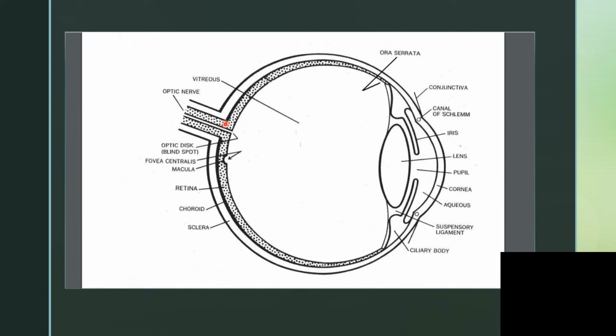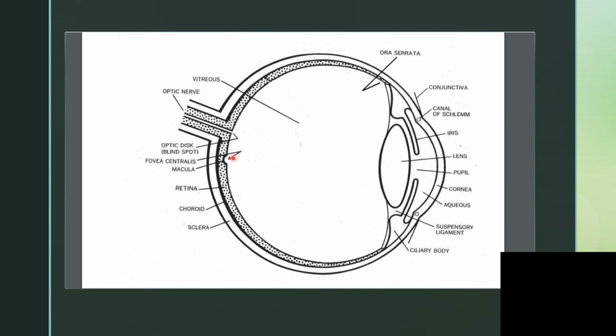And then we have the optic disc, which is located here. It is called a blind spot, and that's because there's no photoreceptors, and therefore no image can be detected. It's the head of the optic nerve, like I said, and this is where ganglion cell axons exit the eye.